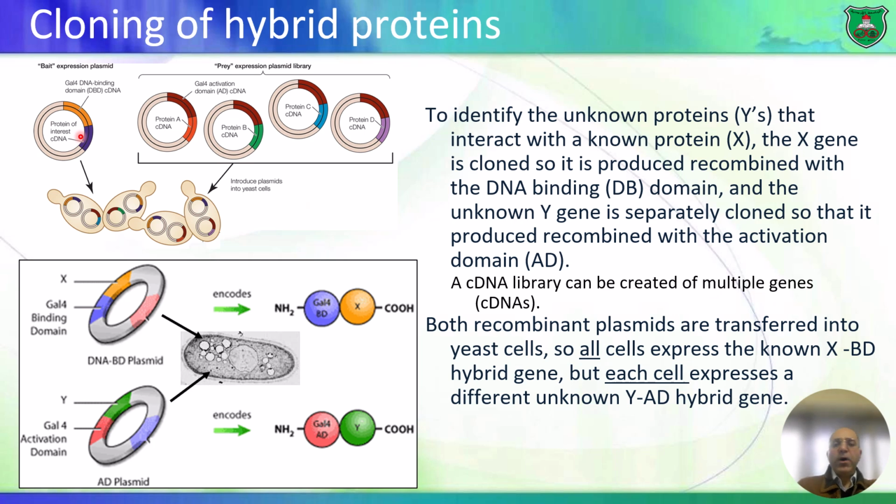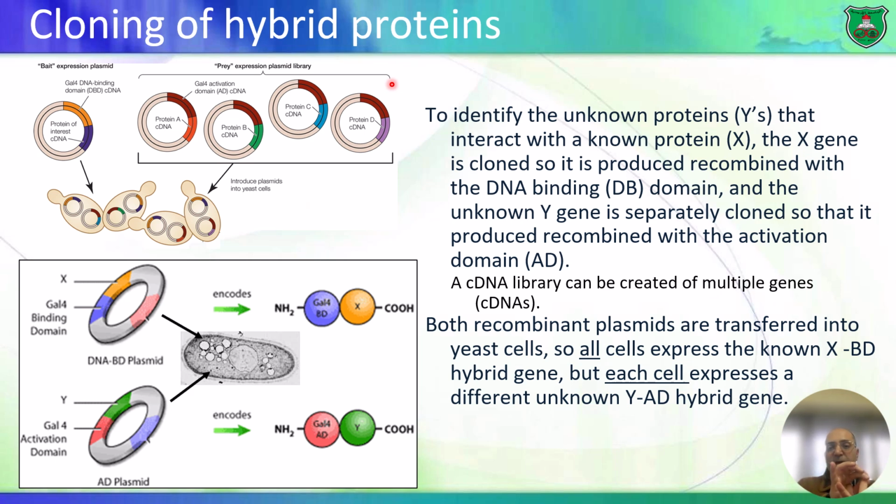And I have, let's say, 1 million yeast cells. Each one of them has the plasmid that can produce a recombinant X protein with the DNA binding domain. And then I take these 1 million yeast cells and I insert these plasmids into these yeast cells. So each yeast cell would take up one of these plasmids. Okay? So each yeast cell would have two plasmids.